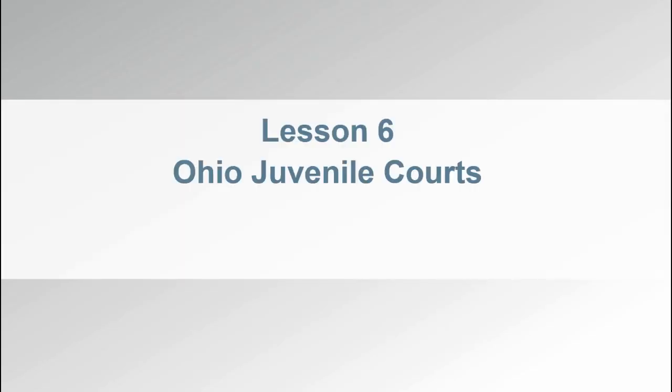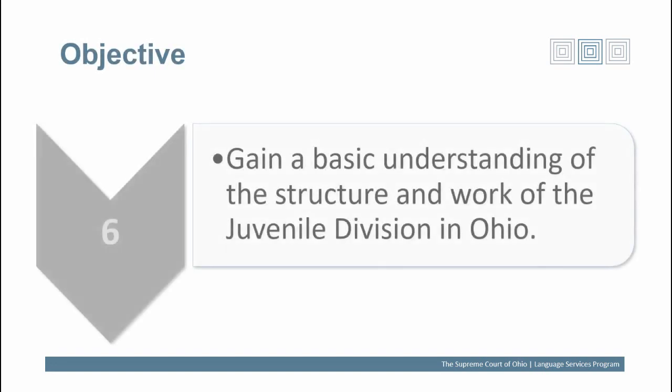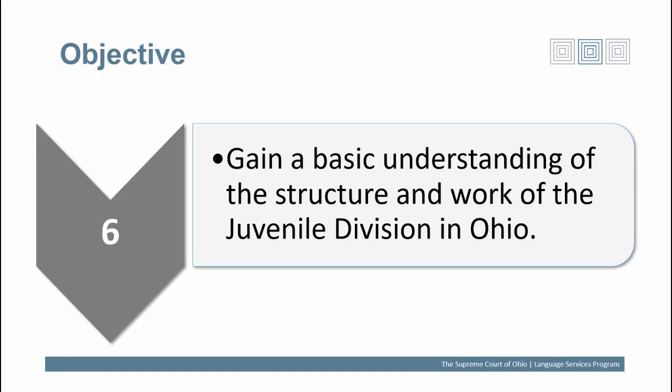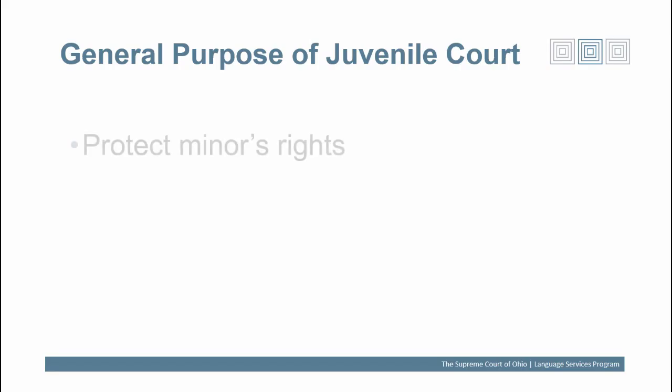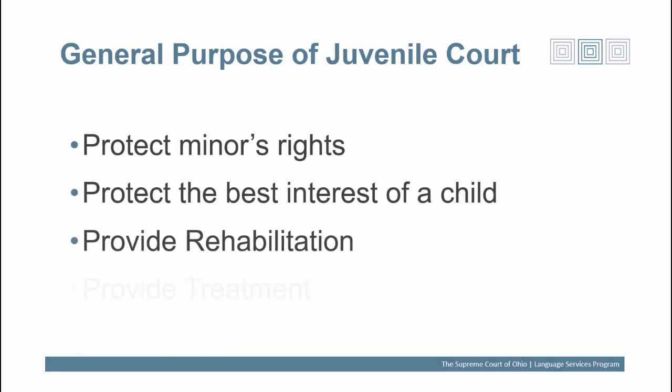Lesson 6. Juvenile Courts, or the Juvenile Division in Ohio. The objective here is for participants to gain a basic understanding of the structure and work of the Juvenile Division in Ohio. What is the general purpose of the juvenile court? Ideally, the juvenile justice systems were developed to protect the rights of a minor, protect the best interest of a child, provide rehabilitation, or provide treatment instead of merely seeking punishment.